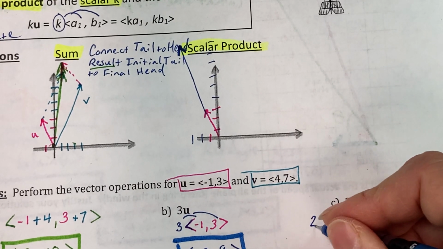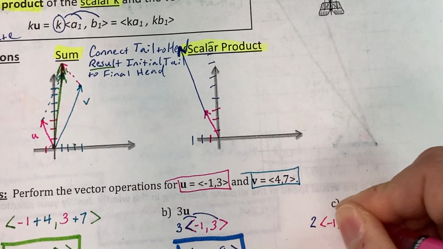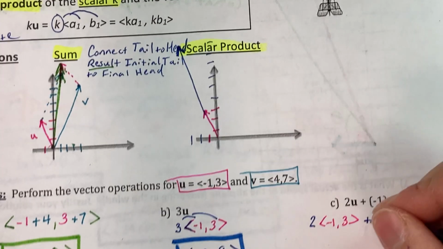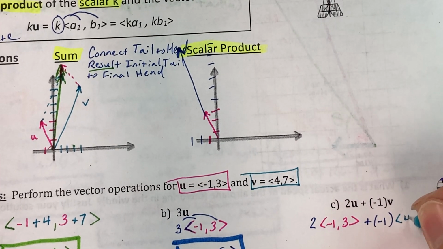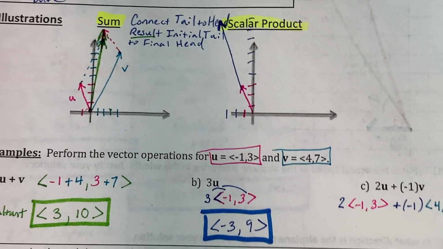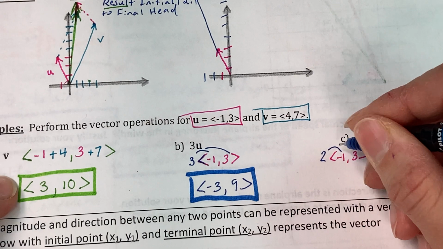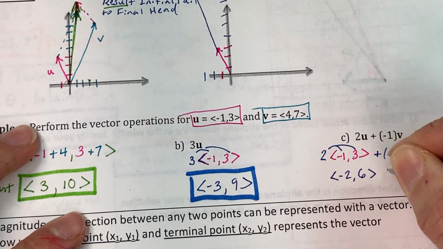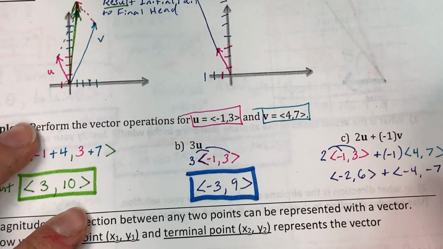So first I'm going to multiply 2 times vector u, ⟨-1, 3⟩, and then add that to -1 times vector v, ⟨4, 7⟩. So again, just distribution, but do make sure you're using the proper notation for vectors. Don't get lazy and accidentally use parentheses. So this gives me ⟨-2, 6⟩. This gives me ⟨-4, -7⟩.